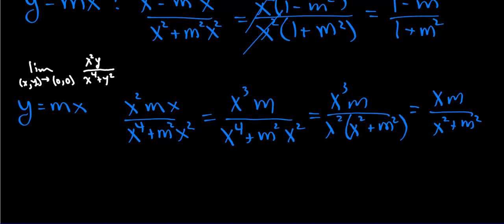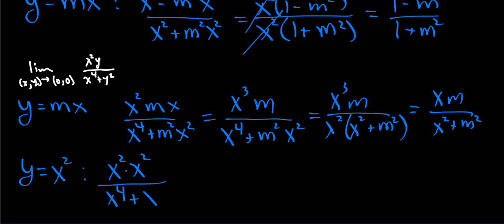So let's try this. What about if we say y equals, what do you want to try? What do you think would be a good one? Y equals x squared, maybe. Let's try that one. I don't know. So a lot of it, you're just playing around with it. So look, here's what we got. We've got x squared times x squared over x to the fourth plus x to the fourth, right?